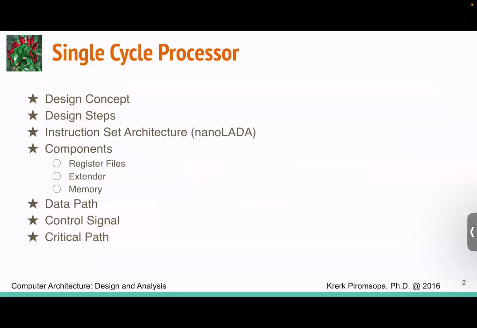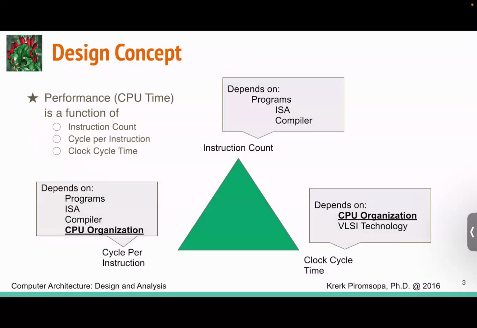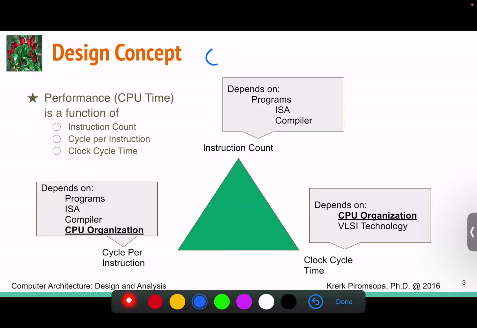All right. What is a single cycle processor and how are we going to implement it? Let's find out. Let me recap these equations. Two weeks ago, we learned that CPU time is a function of instruction count times CPI times cycle time, right? Like this: instruction count IC times CPI times TC.